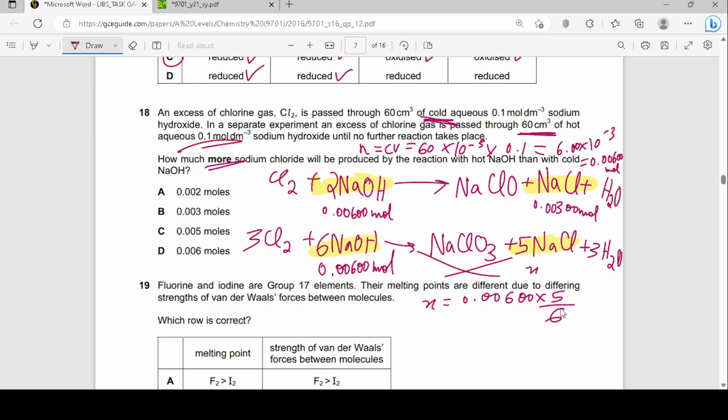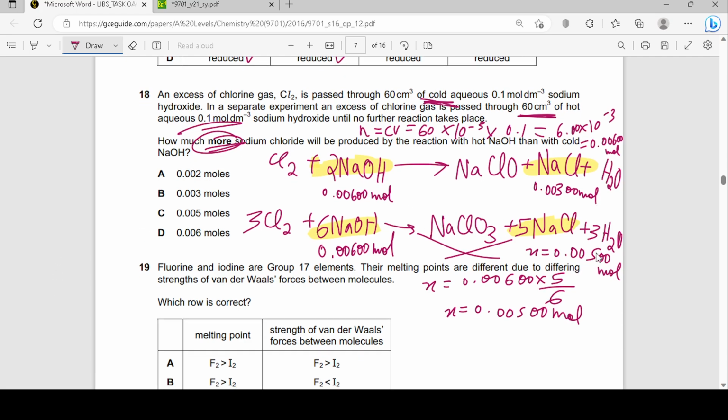Yeah, that's the 6, this cancels 6.00500 moles, okay? So this X is basically 0.00500 moles, I guess numerical value, and then we have to find out how much more sodium chloride will produce, right? Then you're just going to subtract these two values.